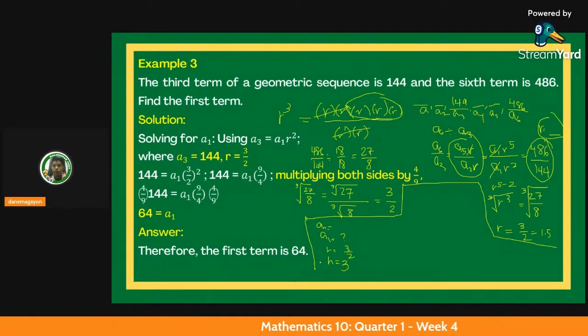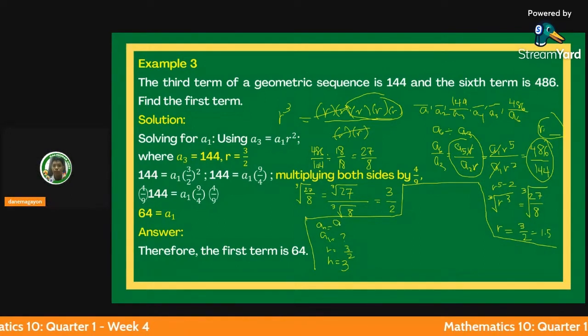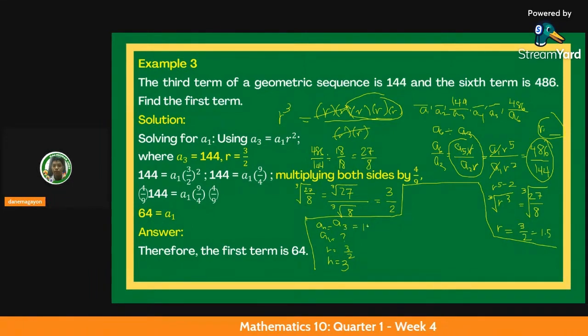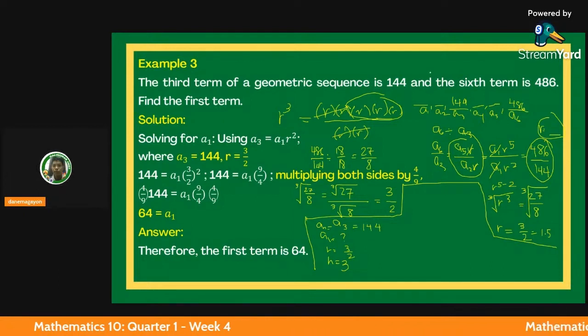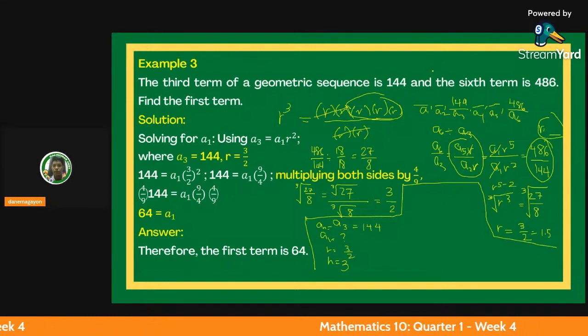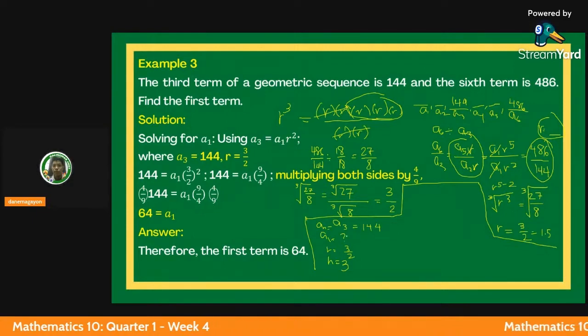Yung A sub n natin, since we use n equals to 3, we will not use A sub 6, but instead, we will use A sub 3. Yung A sub 3 natin is we have 144. Wala na tayong concern or problem about yung 4th term, yung 5th term, or even 6th term. Yung 3rd term lang, plus the common ratio, enough na yun to solve for the value of A sub 1. Ito yung corresponding terms na kailangan natin.